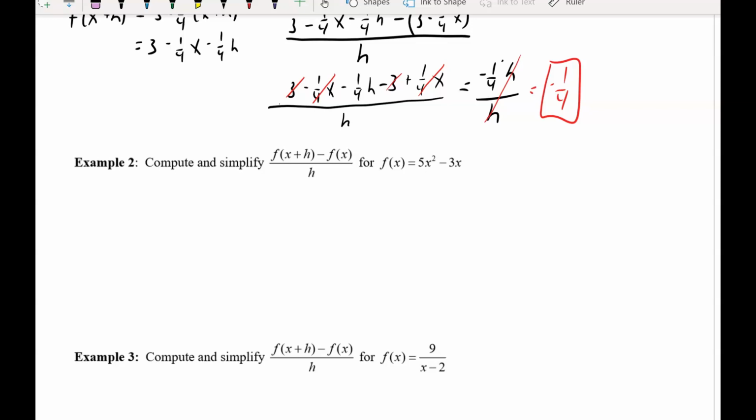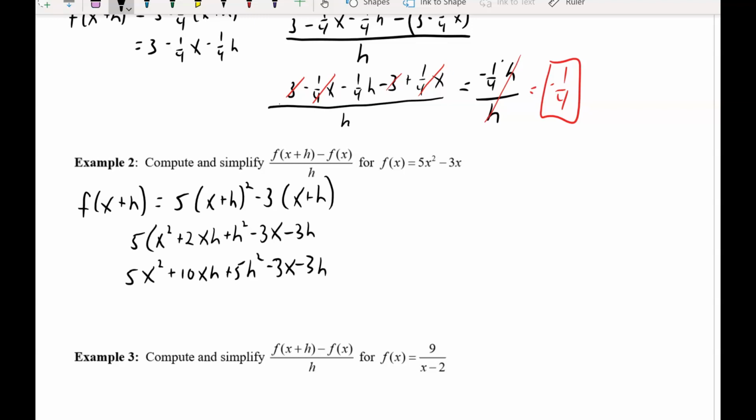And let's apply the difference quotient. Let's follow the suggestion that we're always going to find f of x plus h first. So f of x plus h is 5 times x plus h squared minus 3 times x plus h. So I'm going to have you simplify this as we did in the last lesson, and then I'll come back and show you the answer. Okay, so there's your f of x plus h.